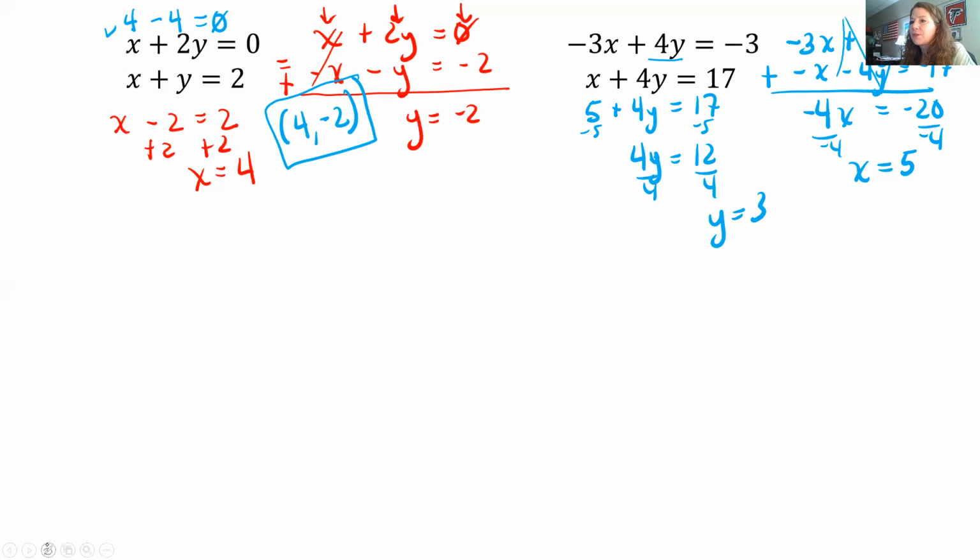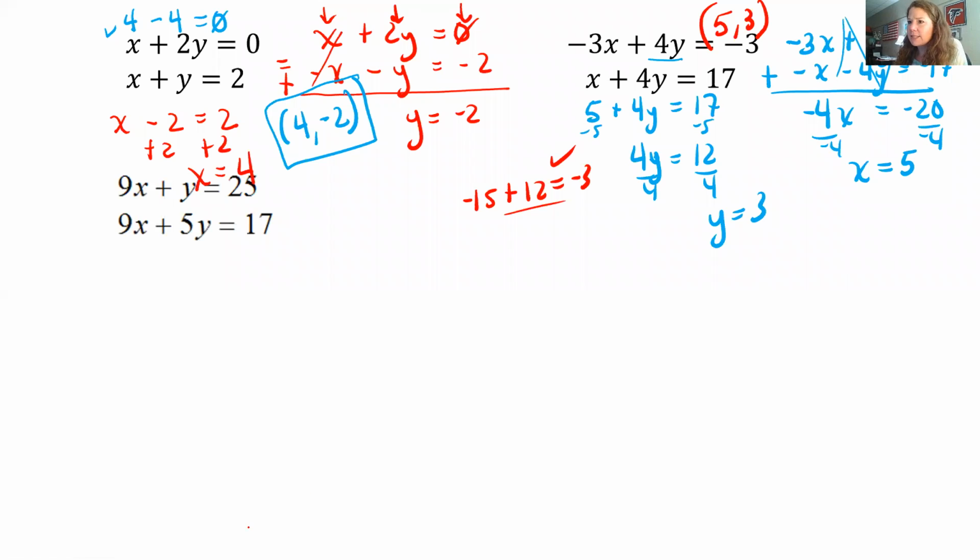So my answer is 5, 3. And just to be sure, I'm going to plug it in that first equation. -3 times 5 is -15. Plus 4 times 3 is 12. And is this a true statement? It sure is. So that is my correct answer. I know that it's right.